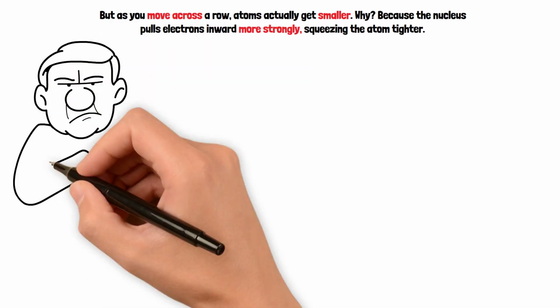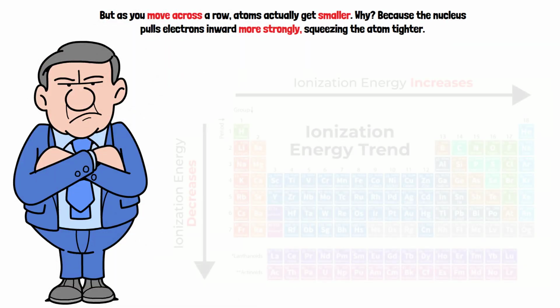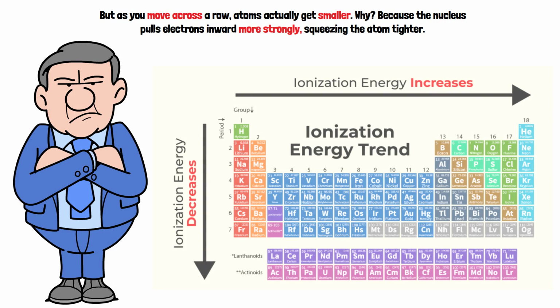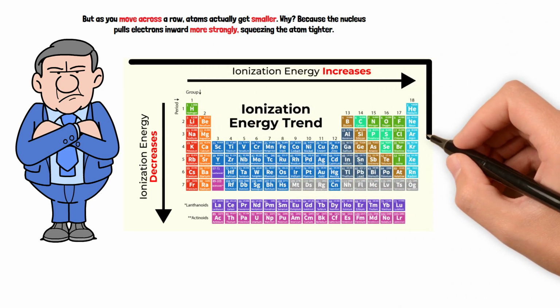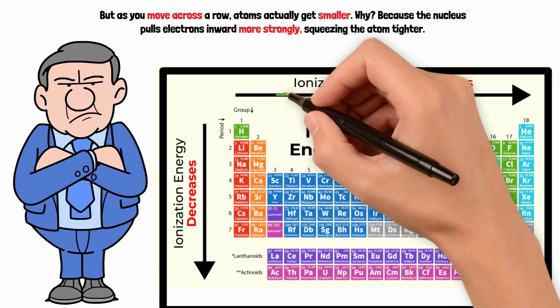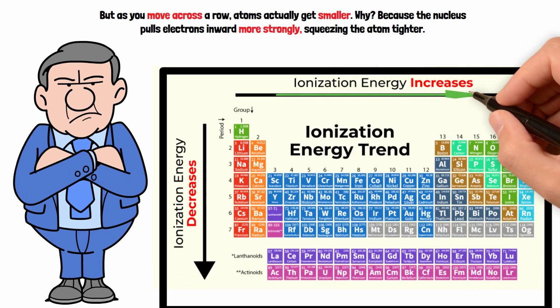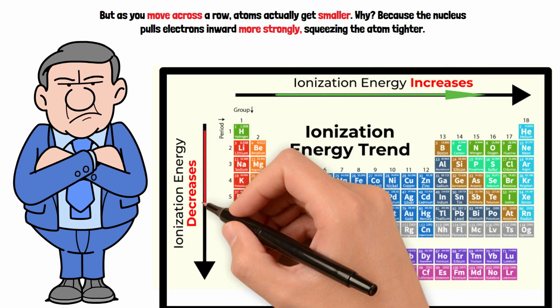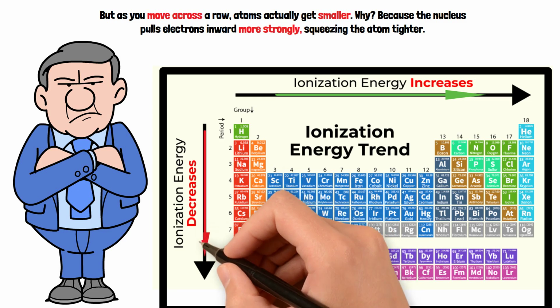But wait, here's a twist. A stronger pull from the nucleus doesn't just affect size, it affects how hard it is to remove an electron. This brings us to ionization energy. Ionization energy is the energy needed to remove an electron from an atom. Atoms that hold onto their electrons tightly have high ionization energy. Atoms that lose electrons easily have low ionization energy.